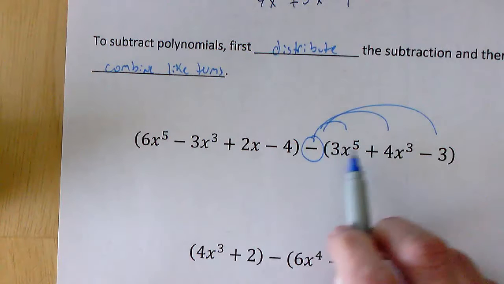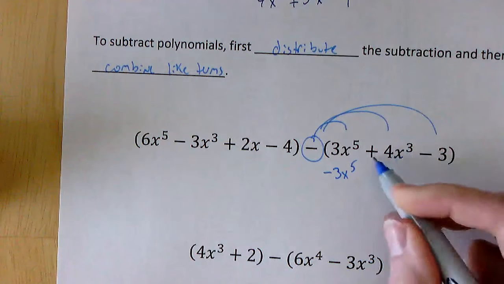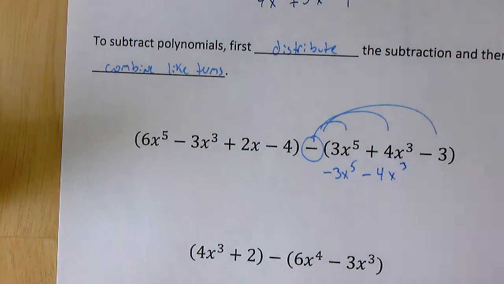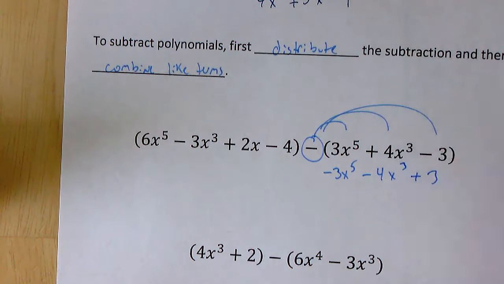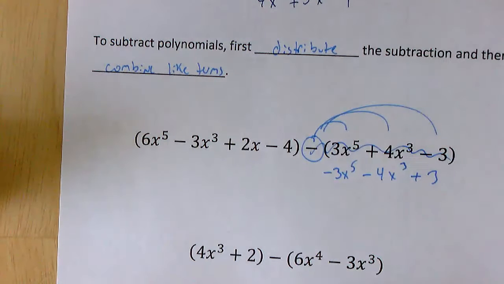So this was a +3. Now it's going to become a -3. This was a positive or a +4. Now it's going to become a negative or a -4. This was a minus or a negative. Well, now it's going to become a plus or a positive. Okay. And once I've done that, I'm going to scribble this out because I'm done with it.